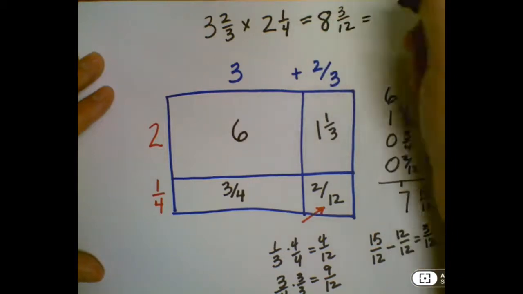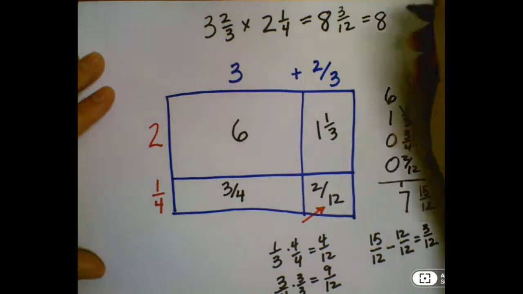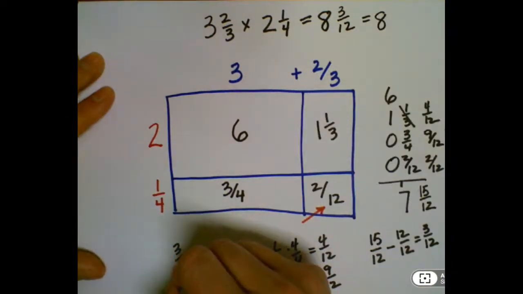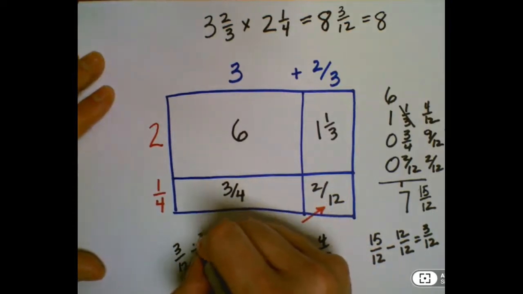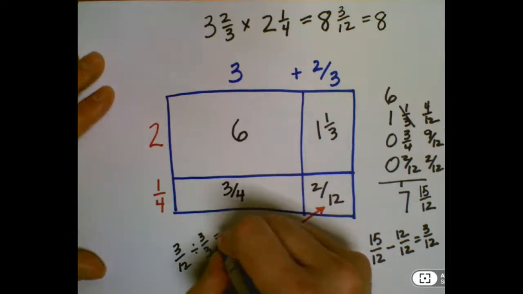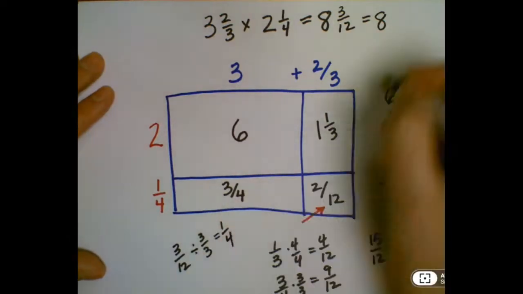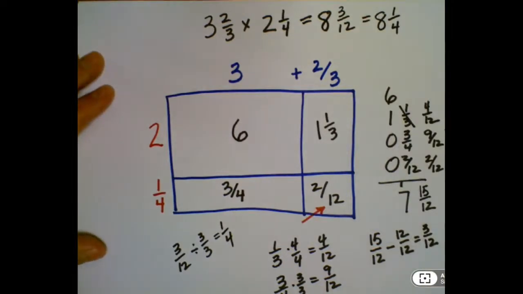Now if I choose to, I can go ahead and reduce the 3/12, because that is equal to, if I take 3/12 and divide that by 3/3, this 3 goes into both 3 and 12, I get 1/4. My final answer is 8 and 1/4.